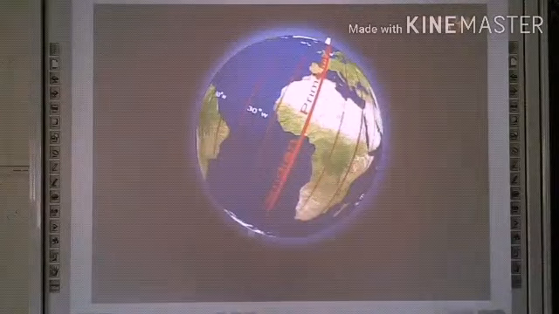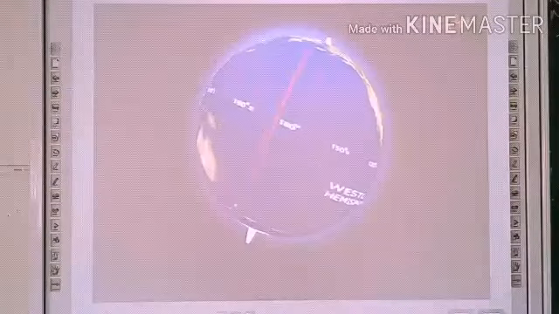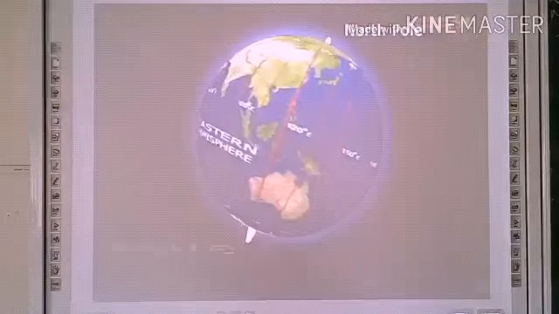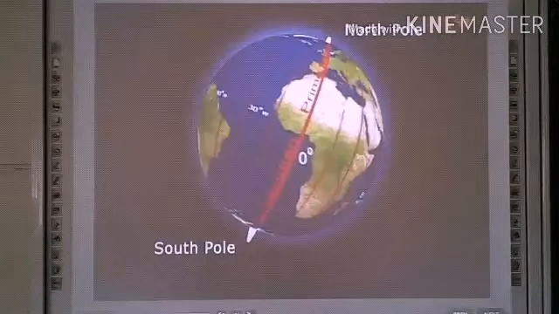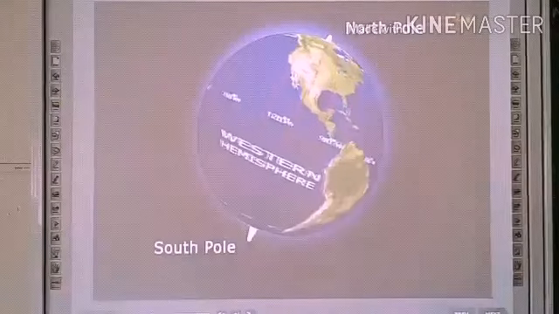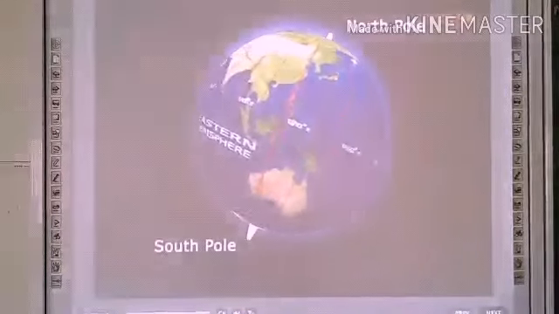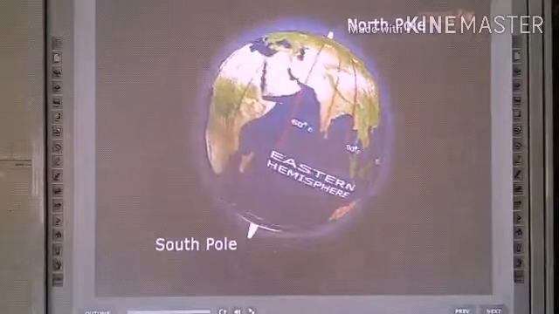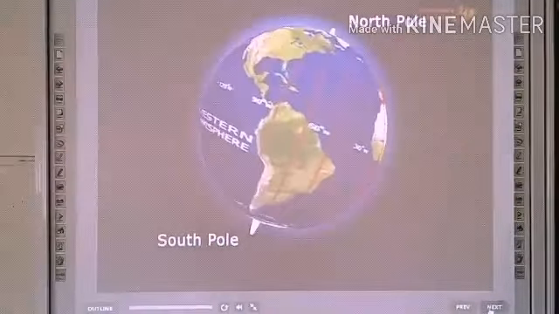The red lines that you can see here are known as longitudes. Do you know what longitudes are? Longitudes are the imaginary lines running from the North Pole to the South Pole. They are measured in degrees from 0 degree at the prime meridian to 180 degrees east and 180 degrees west. They are 360 in total and are helpful in calculating time and finding different places on the globe.